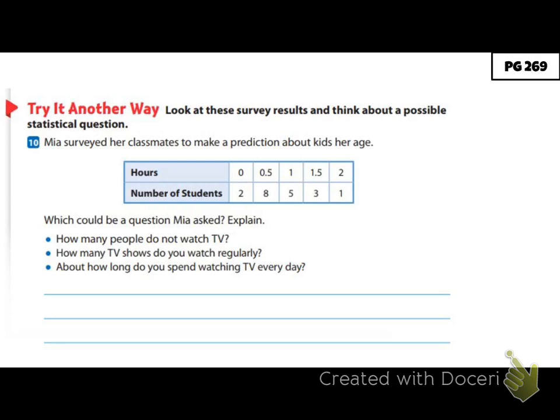So let's try it another way. Look at these survey results and think about a possible statistical question. Mia surveyed her classmates to make a prediction about kids her age. So it has hours, 0, half an hour, 1, 1.5 hours, and 2, and then the number of students for each of those times. So it says, which could be a question Mia asked, and then explain why you choose that one. So take a moment, pause the video, and go ahead and answer this. Then in a couple minutes, when you're done, you can resume the video and compare with what I have written.